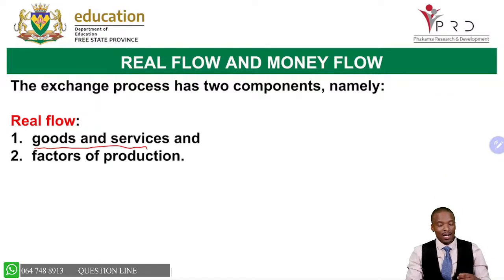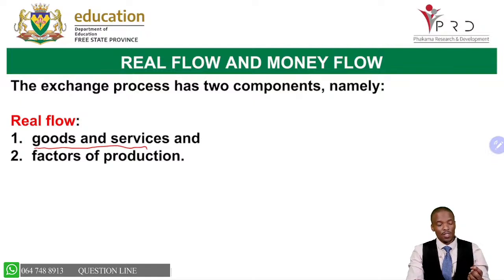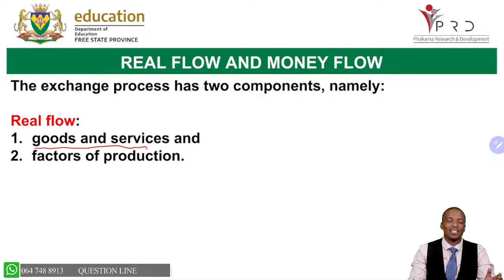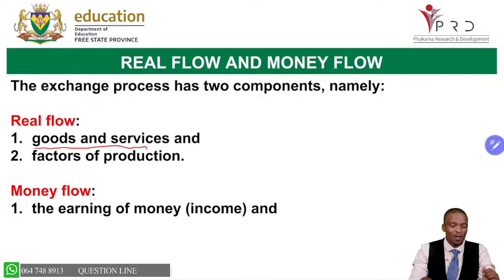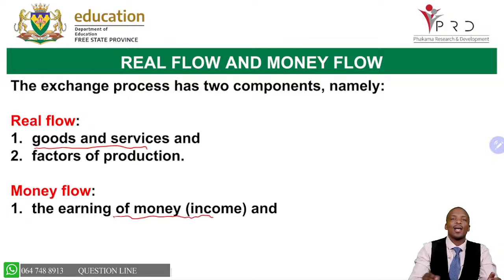And also, other real flows are the factors of production. You can see labor when they go to the firm and work. You see a person waking up in the morning, leaving their house, going to work. So the movement of these factors of production is also classified as what? As real flow. Okay? And then the physical exports and the physical imports of goods and services, those are also known as what? As real flow. Okay. Then under money flow, this is the earning of money or an income.